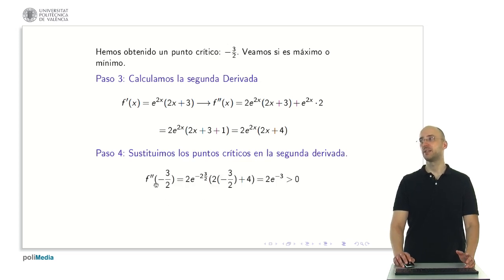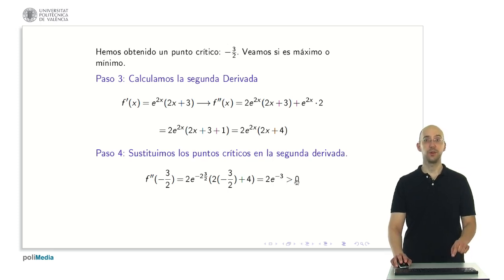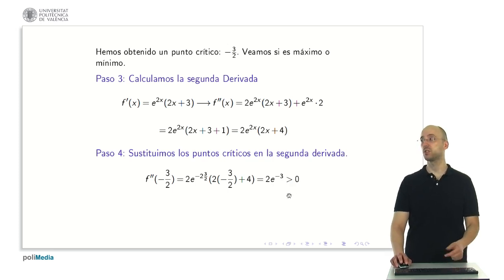Notice that if we replace x with minus 3 halves, we get 2 times e raised to minus 2 times 3 halves. The negative sign is brought outside, and the two 2's cancel out, leaving us with just e raised to the power of minus 3. Similarly, when we substitute x with minus 3 halves, the two 2's also cancel out, leaving us with minus 3. Adding minus 3 and 4 results in 1. In conclusion, after simplifying, we are left with 2 times e raised to minus 3. It's positive because we established that exponentials are always positive.